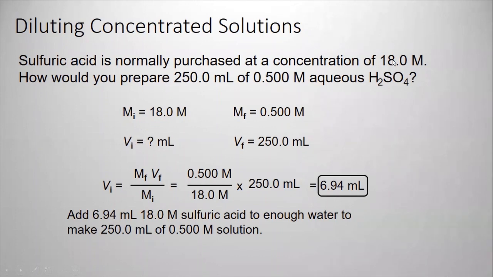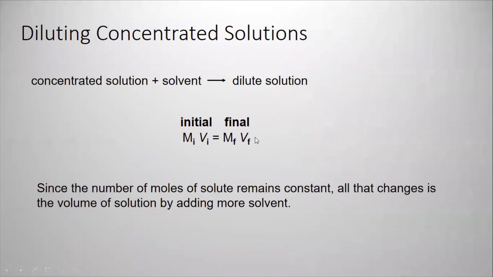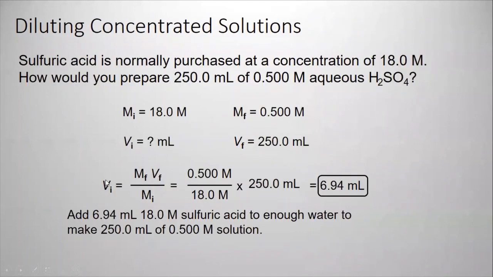How much you need to get out of the concentrated bottle. To do that, you will do again MiVi equals MfVf. And from here, your initial volume is MfVf divided by Mi. Mf is 0.5, Mi is 18 molar, and your final volume is 250 milliliters. If you do the math, your answer is going to be 6.94 milliliters.